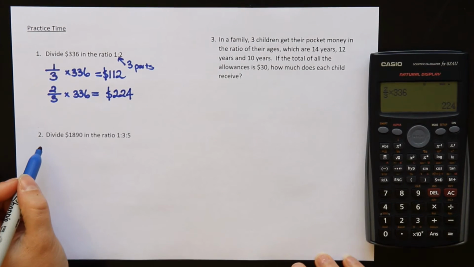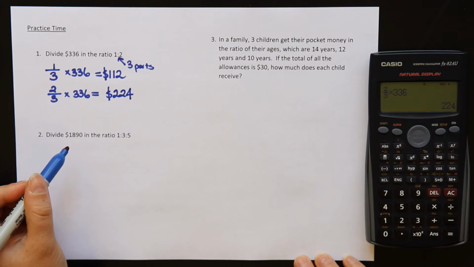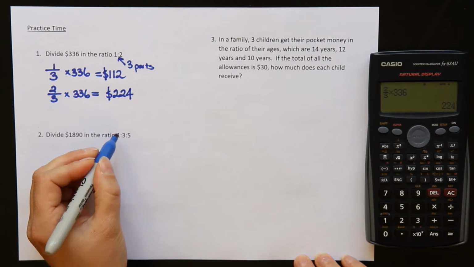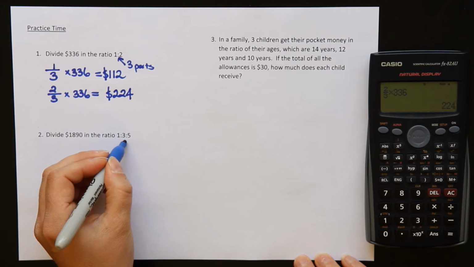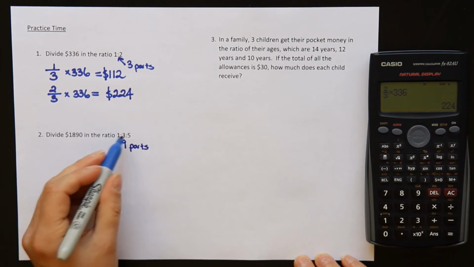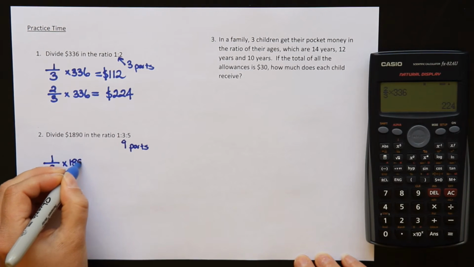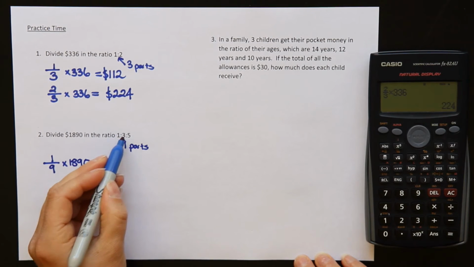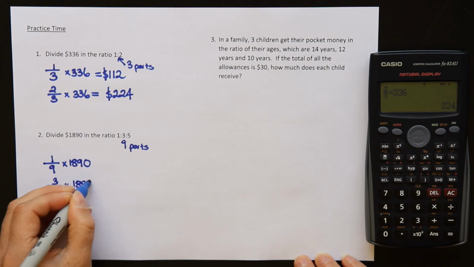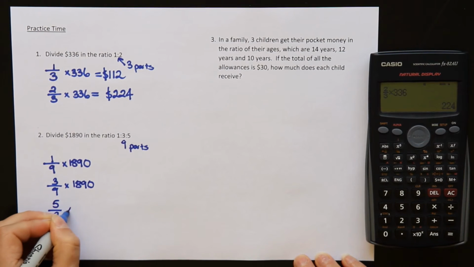Excuse me. Question 2, divide $1,890 in the ratio 1 to 3 to 5. So add all our numbers together, 5, 6, 7, 8, 9 parts. Okay, so the first part is going to be worth 1 out of the 9 times 1,890. The second part is 3 out of the 9 times 1,890. And you guessed it, the third one is 5 out of 9.